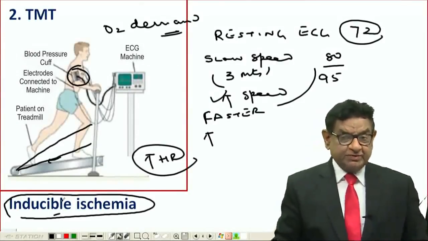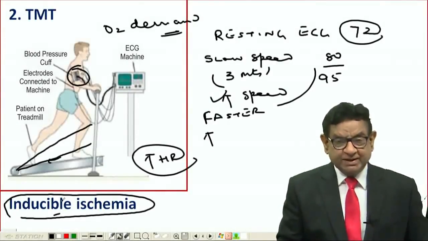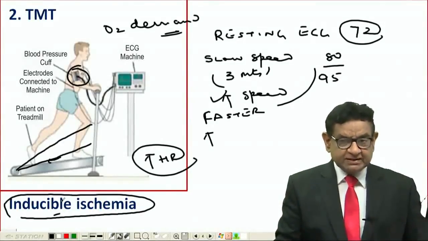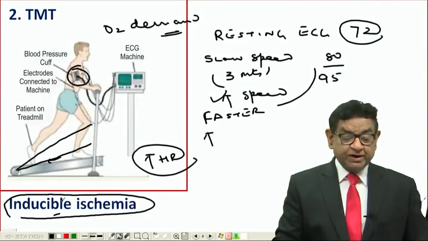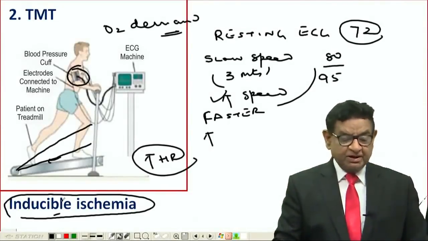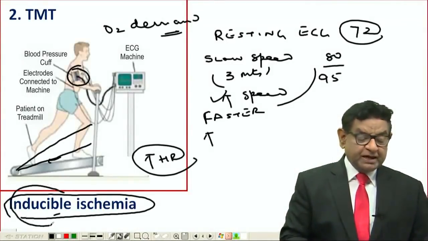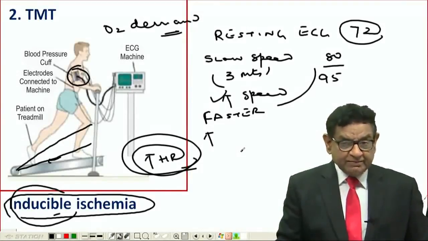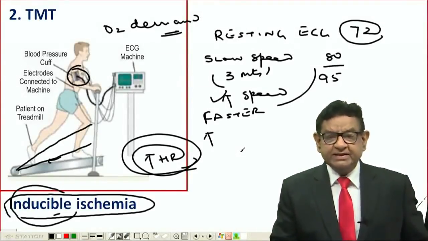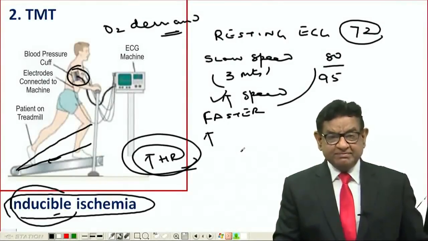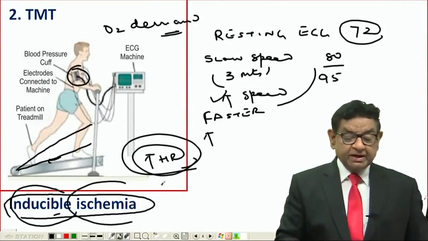Why do we use this? If you happen to see any report of TMT, the report will say the test is positive or negative for inducible ischemia. Let's learn the term inducible. Why inducible? Because we are artificially increasing the heart rate. In that way, we are creating an artificial increase in the oxygen demand, and if demand and supply are mismatched, it leads to ischemia.